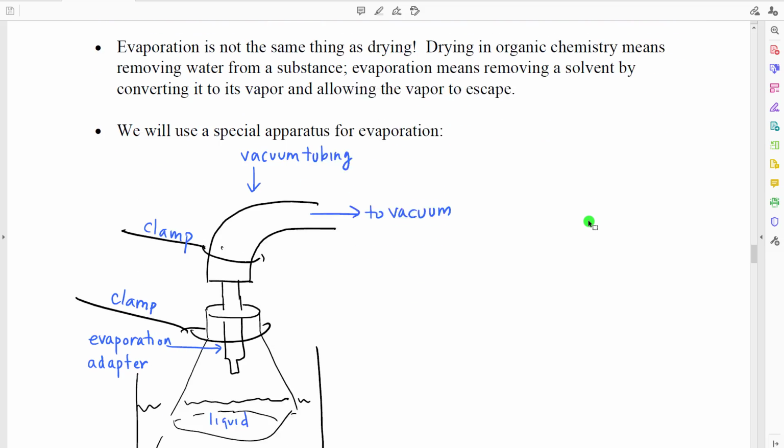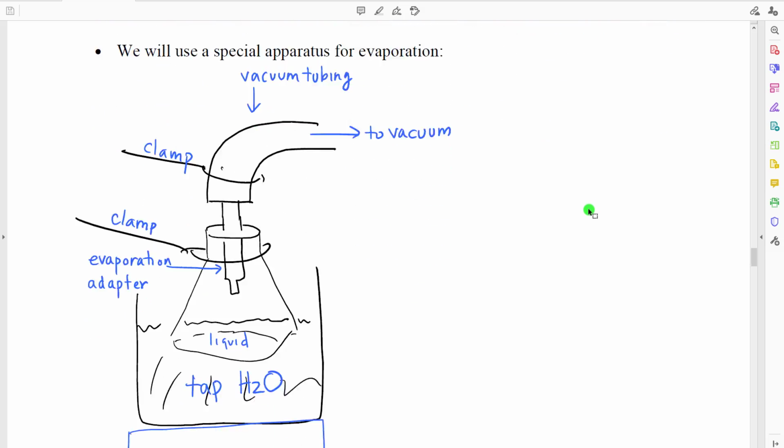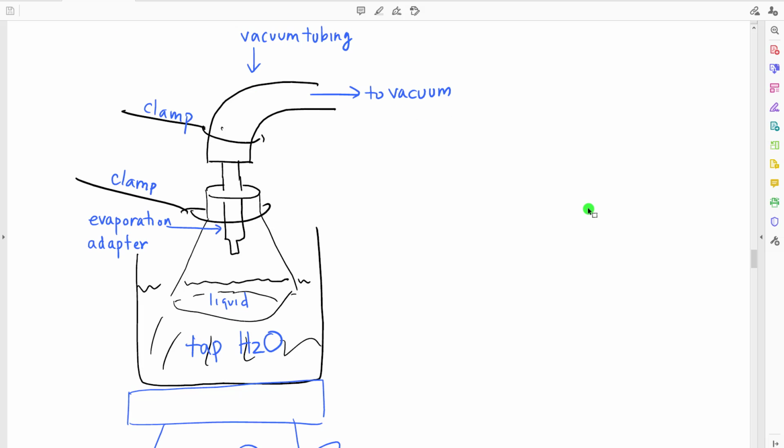We're going to use a special apparatus for evaporating. It looks something like this. We're going to take our liquid solution that we want to evaporate and place it into some type of container. An Erlenmeyer flask works very well for this, but if we have a small amount of liquid, we might even just use a test tube.